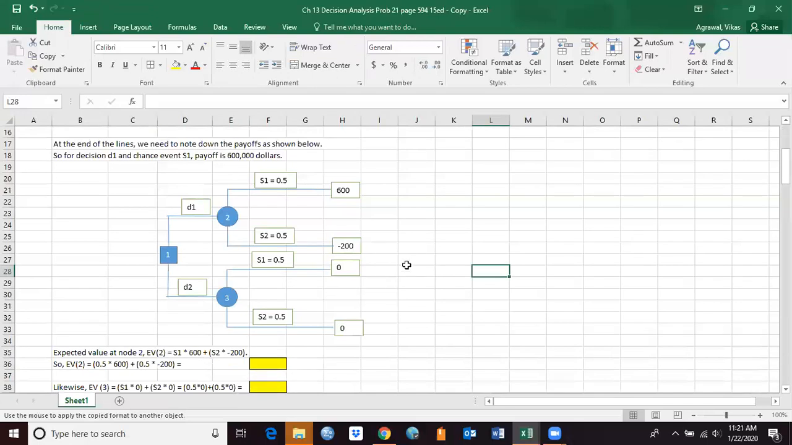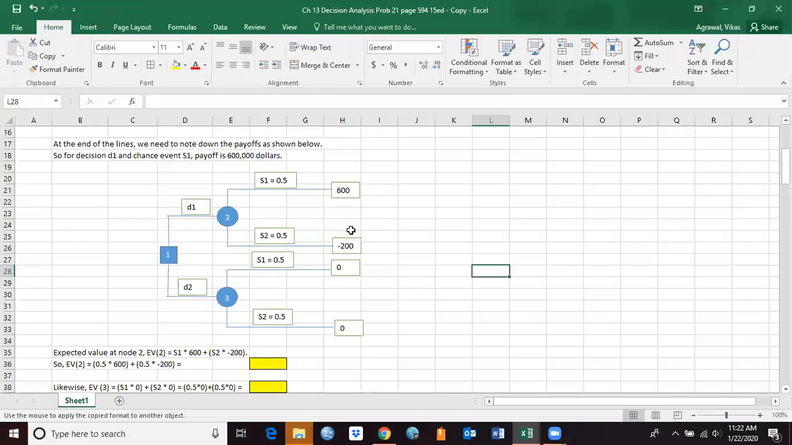Okay, so if you decide to buy the land and if the rezoning is approved, the investor is going to make $600,000. If the investor buys the land and the rezoning is not approved, then he's going to lose $200,000. If the investor does not buy the land, then the payoffs are zero, because he's not investing, and hence he's not going to make any profit.